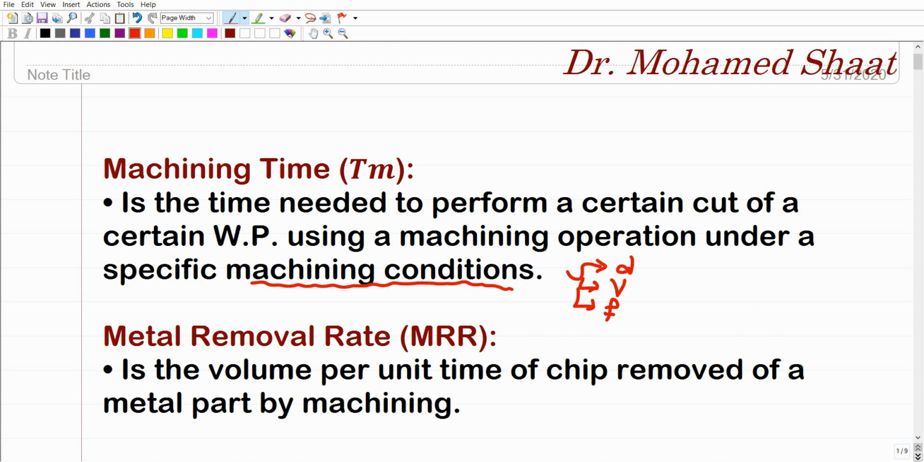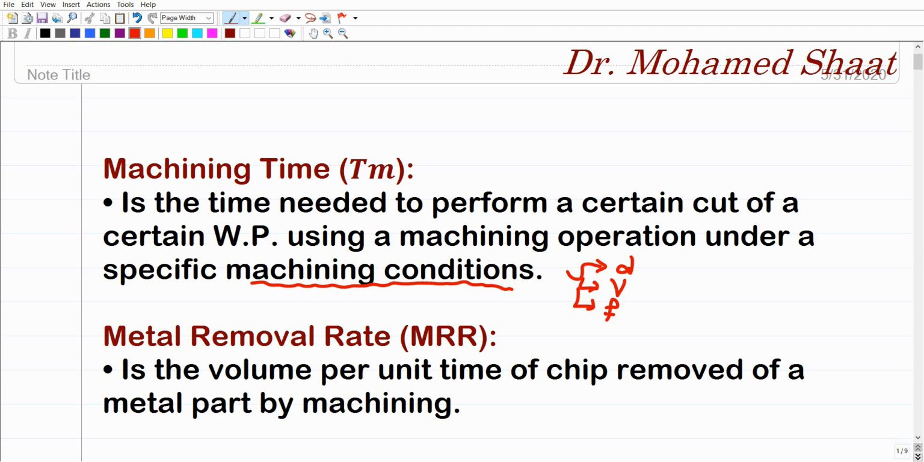In addition, we are using them for the planning of the machining process. Like, what is the suitable tool that should be used for this work part? What should be the suitable cutting speed, the feed, the depth of cut that should be used to end up with this product with certain qualifications and properties? This definitely needs the calculation of the machining time and the metal removal rate.